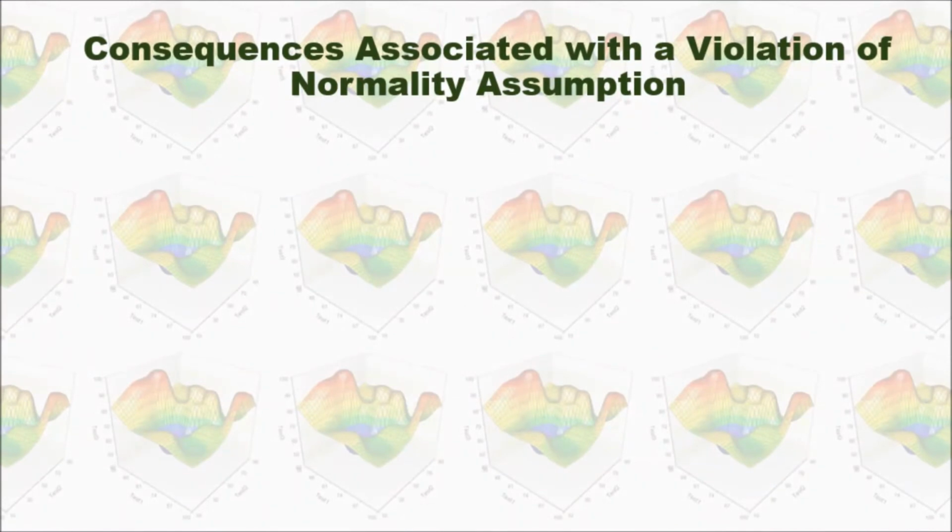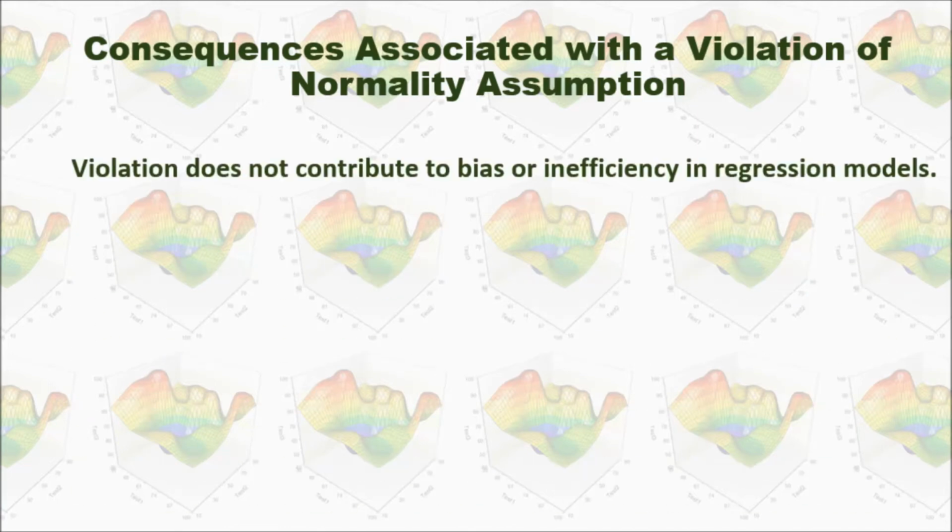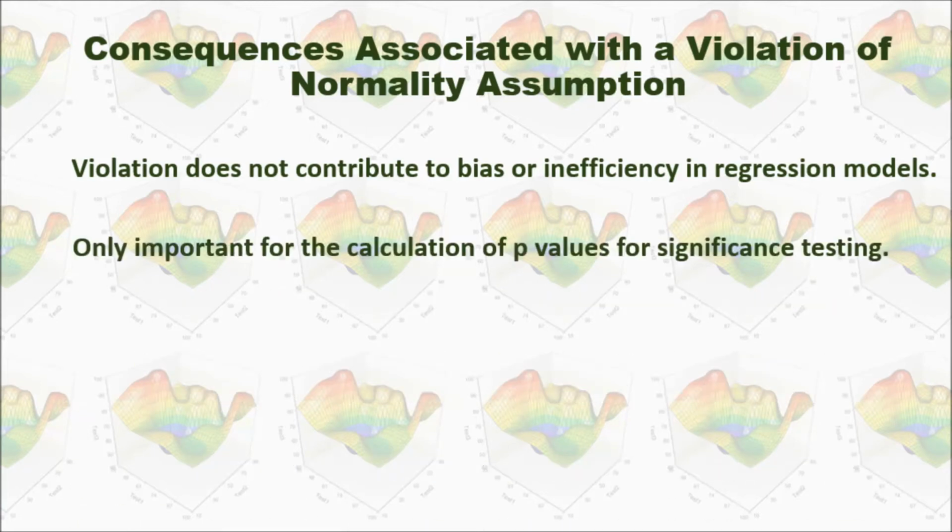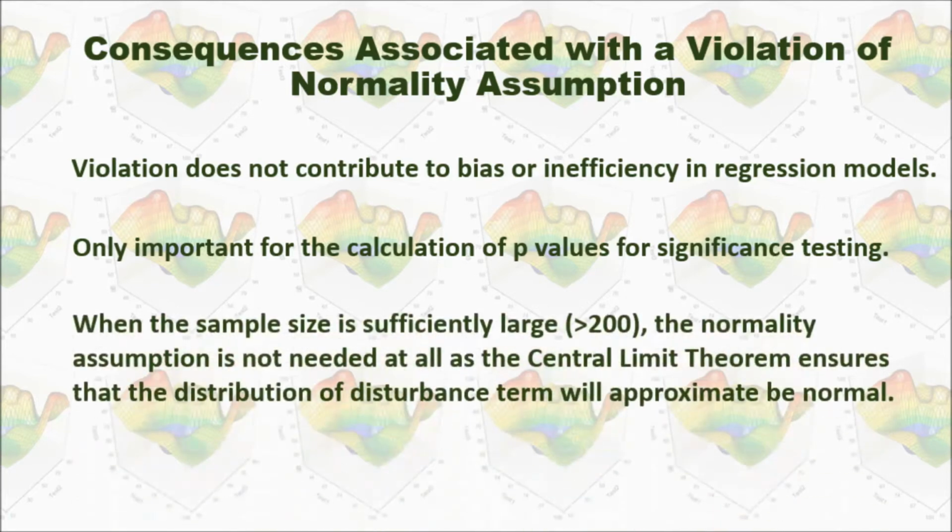So, what are the consequences associated with a violation of the normality assumption? Violation does not contribute to bias or inefficiency in regression models. It is only important for the calculation of p-values for significance testing. Also, when the sample size is large enough, we can consider the distribution of this error term to be normal.